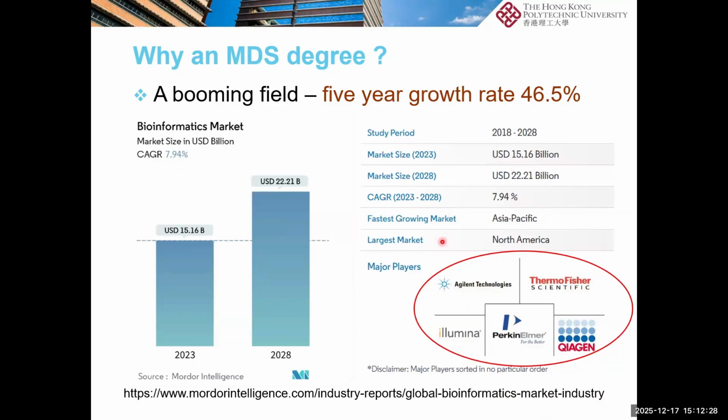This slide also shows that the bioinformatics market is the largest in North America, but in Asia Pacific, it is shown to be the fastest growing market. So if you have an MDS degree, I believe that these key companies in the field will be urgently requiring talents or experts from the field. So if you have the degree, I think that you do not need to worry about job hunting.